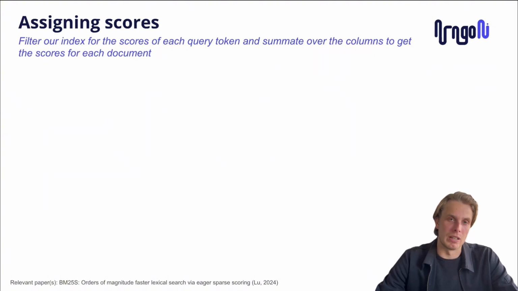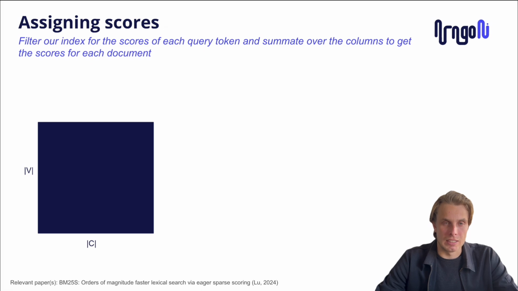So we're going to talk about how we can assign scores now. Let's step through it. So we have this matrix. We can think of it as our index before, and it's got the number of rows equal to the vocabulary, the length of the vocabulary. And so each row in here is going to be a token, an element from our vocabulary. And the number of columns is equal to the number of documents that we have that we can search over. So each column in this matrix effectively represents one of our documents.